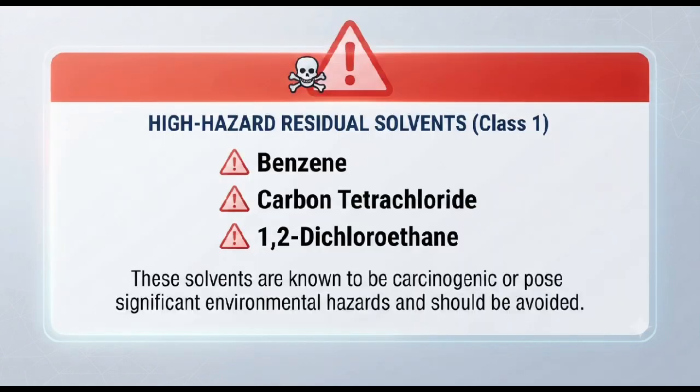Class 1 solvents represent the highest concern. These solvents are known to pose significant risk to human health and should generally be avoided in pharmaceutical manufacturing unless their use is strongly justified. Examples include benzene, carbon tetrachloride, and 1,2-dichloroethane. If a class 1 solvent is used or potentially present, its level must be carefully evaluated and controlled according to the applicable regulatory requirements.